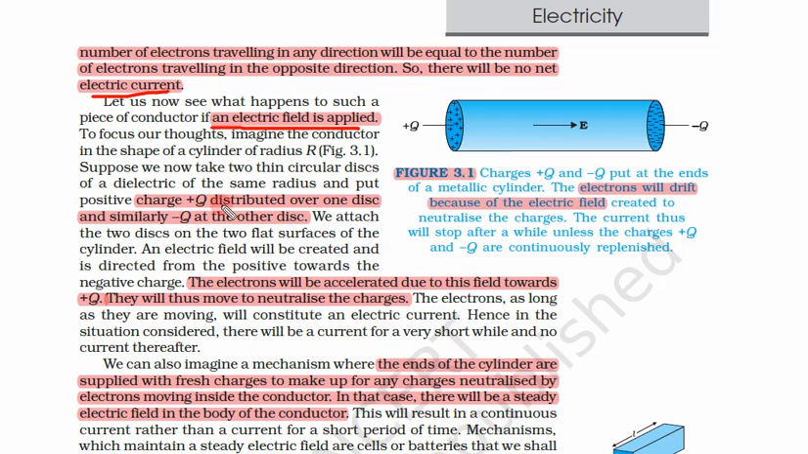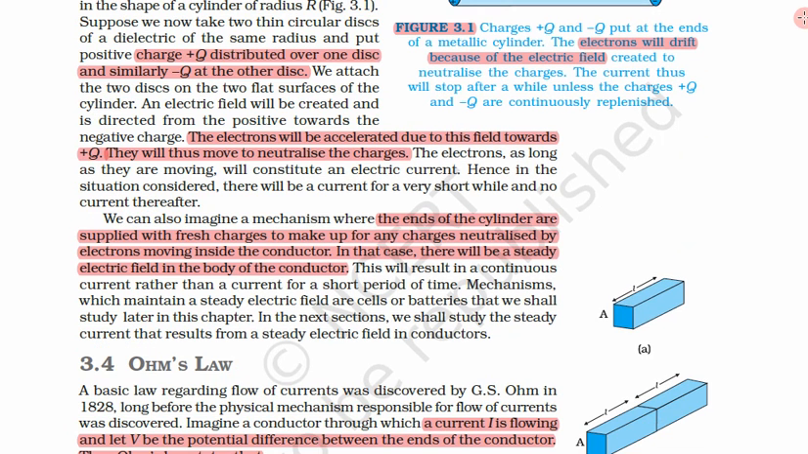So charges positive Q is distributed on disk 1 and charges negative Q is distributed on disk 2. So this is producing an electric field in the conductor which will give rise to the motion of electrons. Now the electrons will be accelerated due to this field towards positive Q, that we know electrons will move towards left side because that is positive. They will thus move to neutralize the charges.